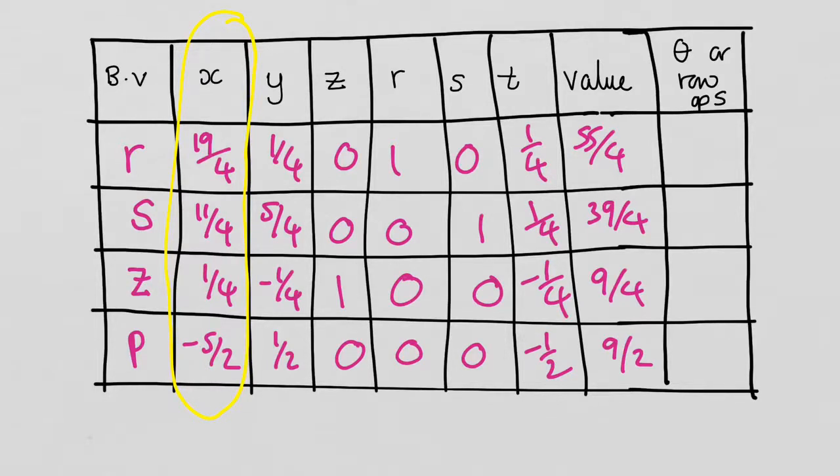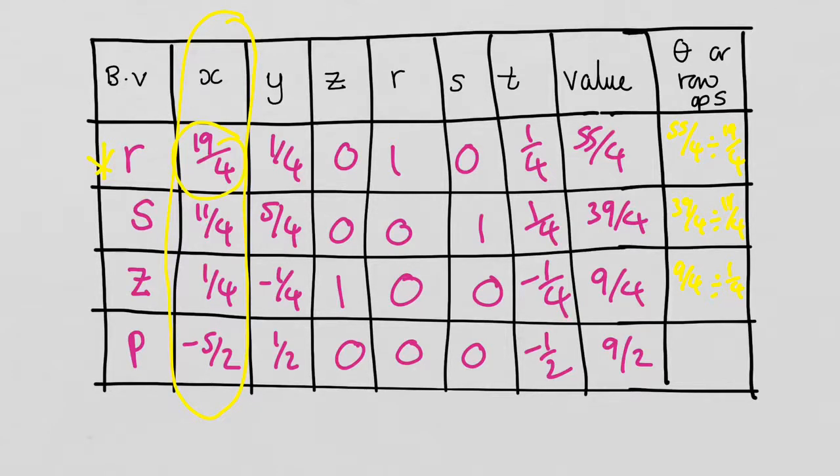Our theta values, let's have a look. They're not the nicest division sums ever, are they? But at least we're dividing by the same denominator, so that makes it easier. That's meant to be an 11 there. 9/4 divided by a quarter. So the smallest one here is actually this one. So that's going to be my pivot row. That's going to be my pivot element.